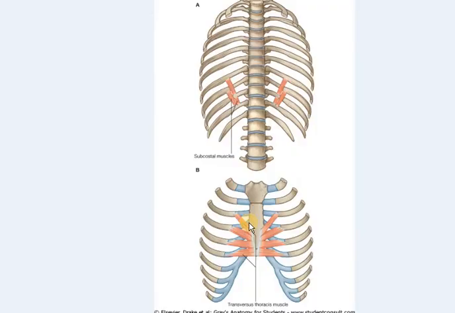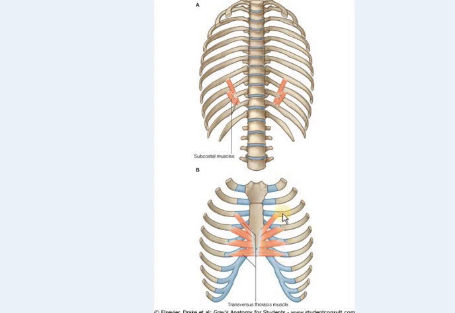Now comes the second kind of muscle which lies in the thoracic wall, which passes between the sternum and the ribs, and these muscles are called the transverse thoracic muscles. These transverse thoracic muscles are attached to the sternum on one side, and on the other side these muscles are attached to the ribs.